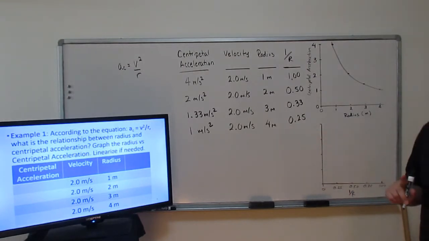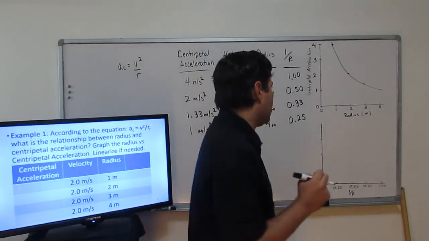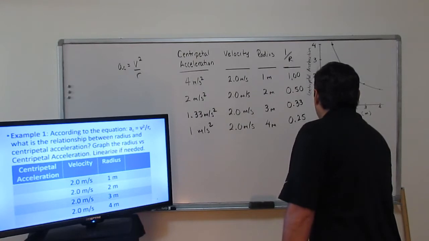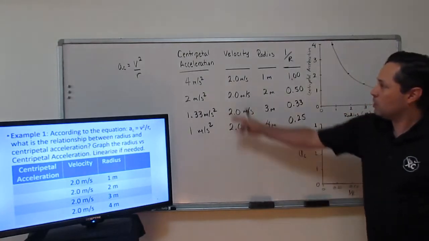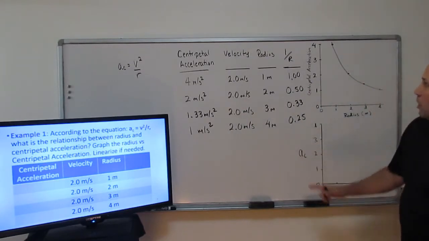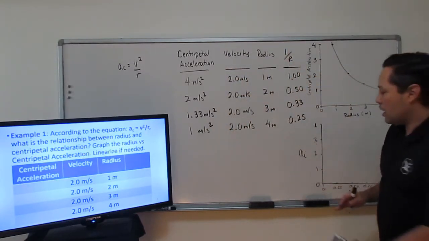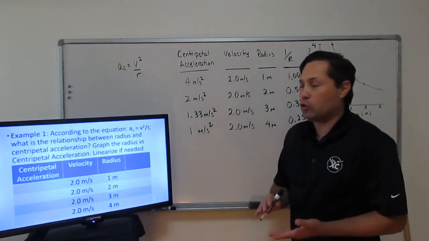Here we're going to go ahead and keep the y-axis the same. We're still going to use centripetal acceleration. So that's going to go 0, 1, 2, 3, 4, and that is centripetal acceleration as well, which we have right here. So now we're going to graph the first column versus our last column right here, and this should go ahead and linearize our graph, giving us a straight line.